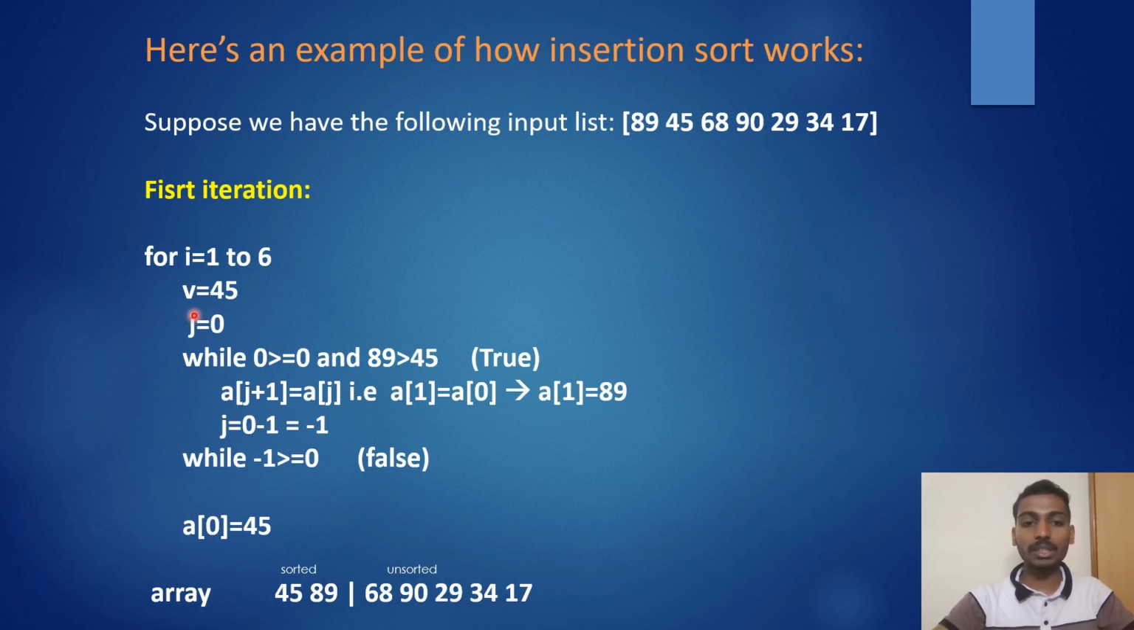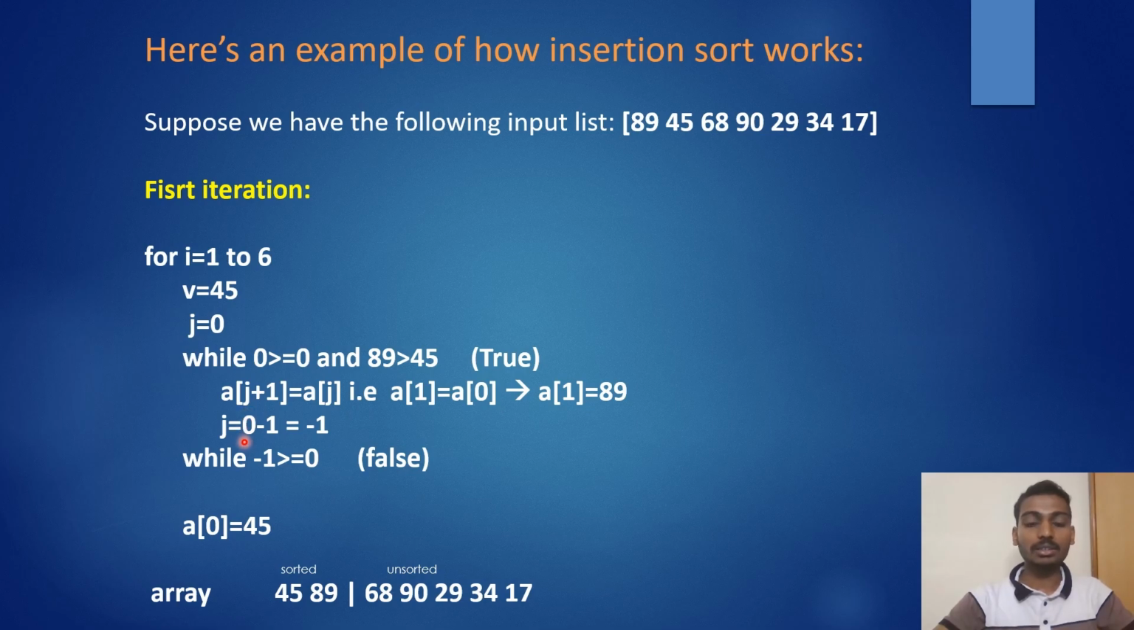We keep v equal to 45 and j equal to 0. While j, that is 0, is greater than or equal to 0 and a of j, that is a of 0, which is 89, is greater than 45. The condition is true, so the while loop will be executed. Then a of j plus 1 is equal to a of j, that is a of 1 is equal to a of 0, that is a of 1 is 89.